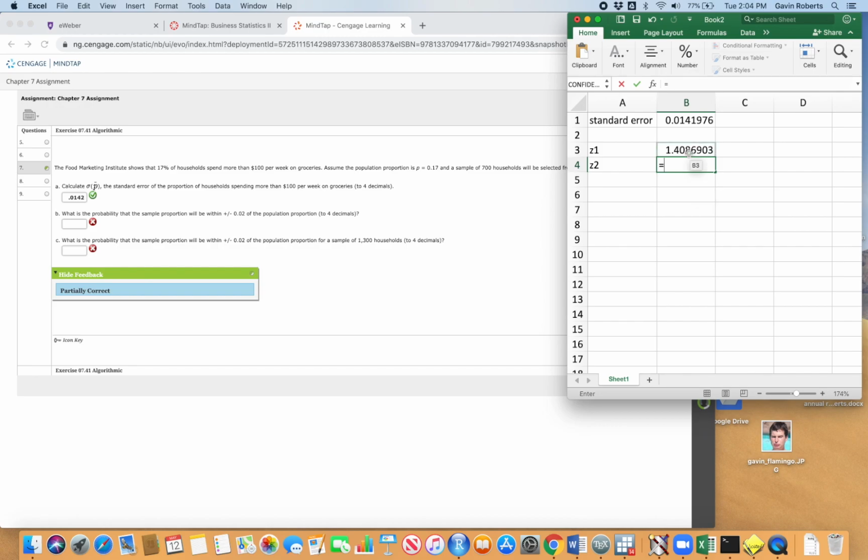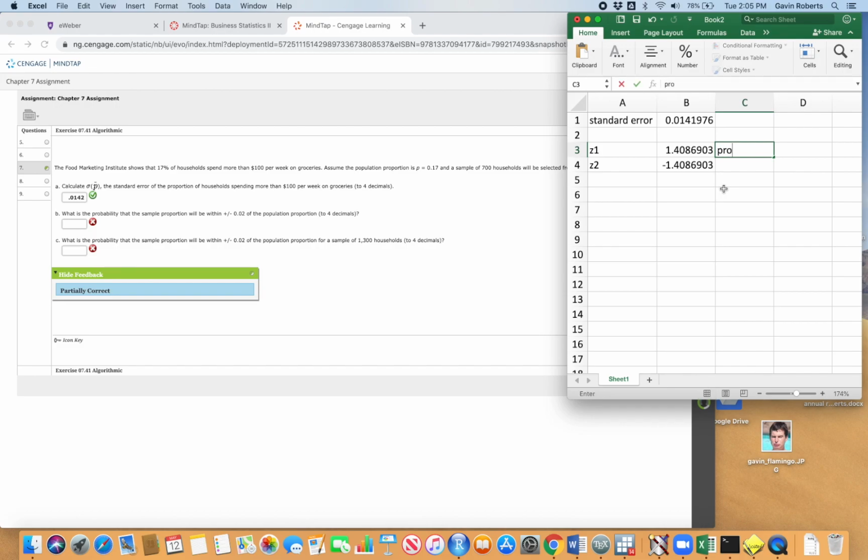Equals. We're going to get the negative of that, right? Minus 0.02, 0.17, the population proportion, minus 0.02, 0.15, minus 0.17. Look, that's just going to be minus 0.02. So that's our plus 0.02 z-score and our minus 0.02 z-score, divided by standard error. Ooh, it's the negative of the same number because it's symmetric, right? We went the same distance in both directions from the population proportion.